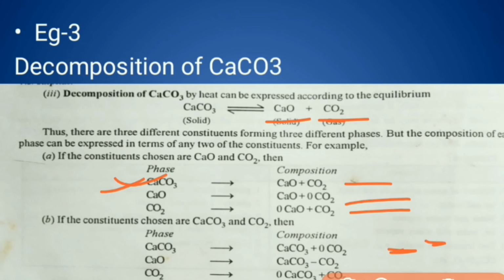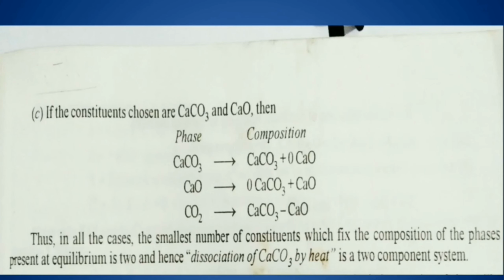Now we have one more thing to understand. If the constituents chosen are CaCO3 and CaO, now what will happen? CaCO3 can be shown in the composition of CaCO3 and 0 CaO. And CaO can be represented as 0 CaCO3 plus CaO, and CO2 can be represented like this.